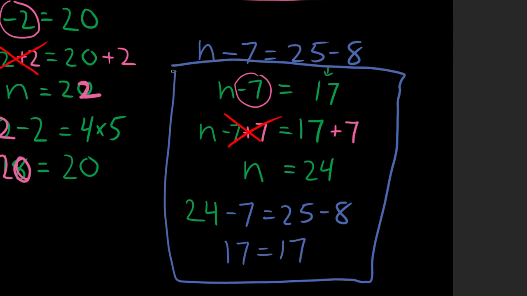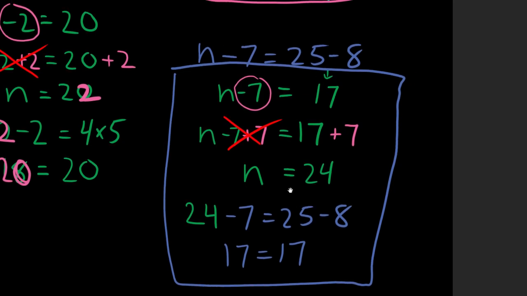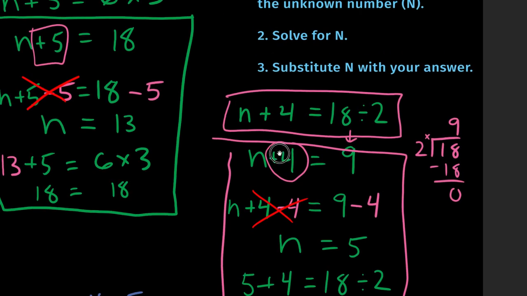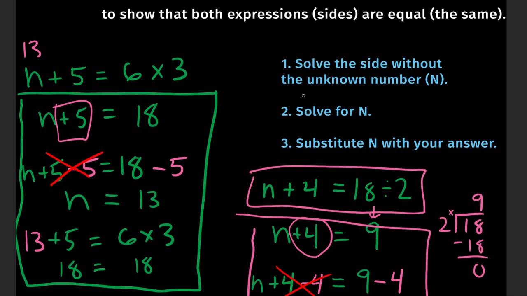Hopefully you guys understood that. If not, as always, you can contact me. Just make sure you follow these steps: solve the side without the unknown number first, solve for n, and check your answer by substituting n with your answer.